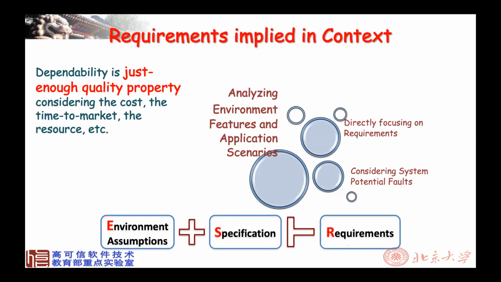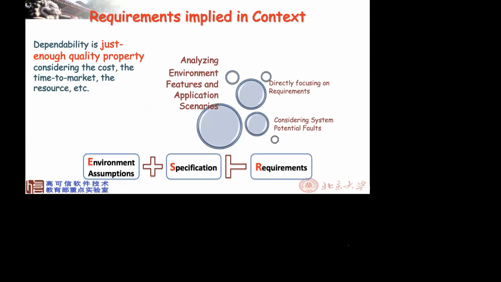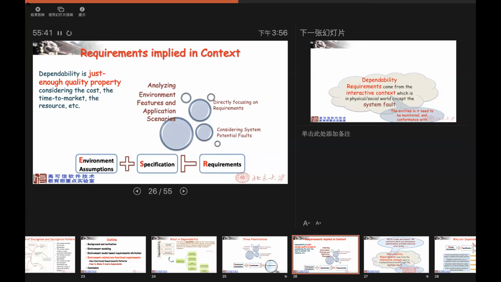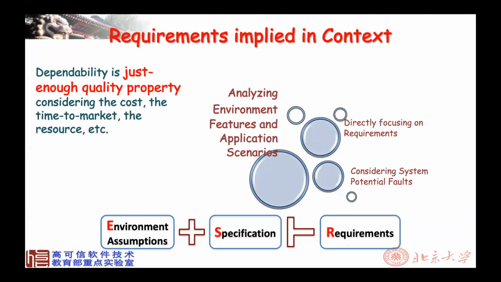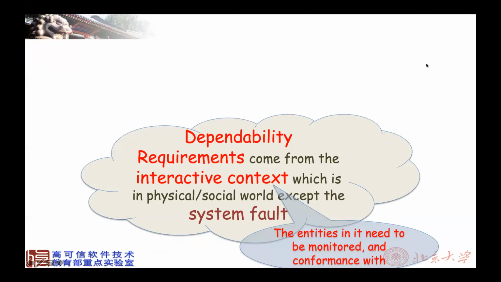For example, in an accounting system, the bank homepage, you don't need to be very secure, but the accounting core system, you need to make it very dependable. So that is what I mean. In the cyber physical system, the dependability requirements come from the environment, from the interactive context, which is in the real world. And also they come from the system fault. So this is what we need to take care of.